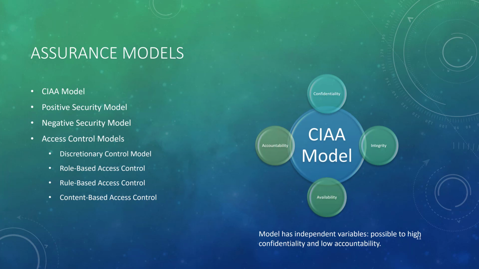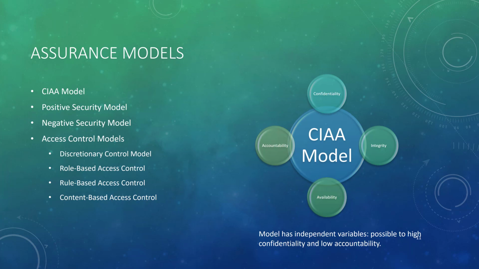And what we're going to pick up during this particular video is assurance models. So we're going to talk about the confidentiality, integrity, availability, accountability model. You can see that on this screen. Positive and negative security model. You'll see that on the next screen. And then we'll get into some access control models that apply as a form of an assurance model.